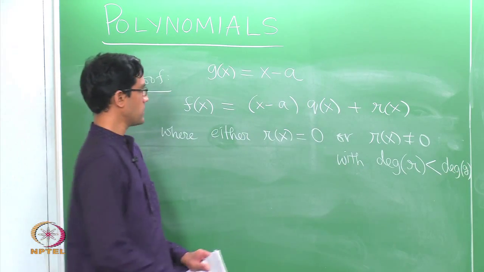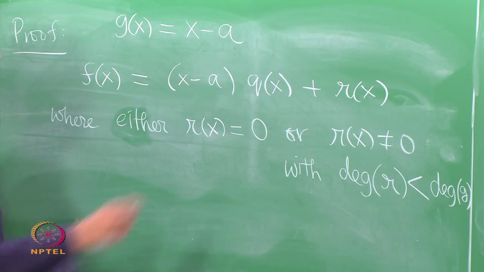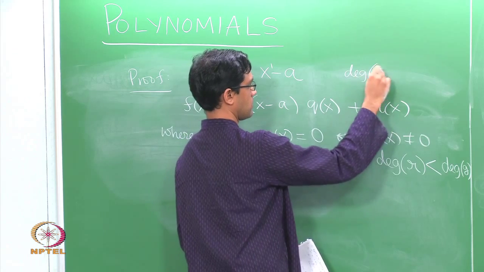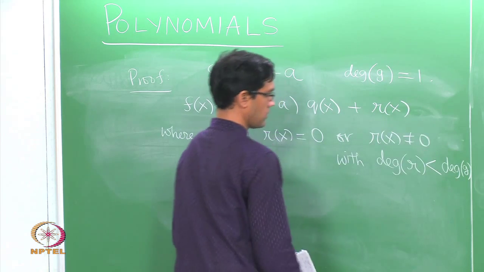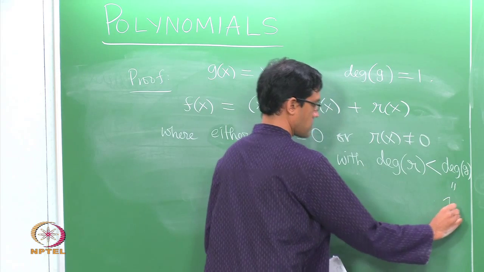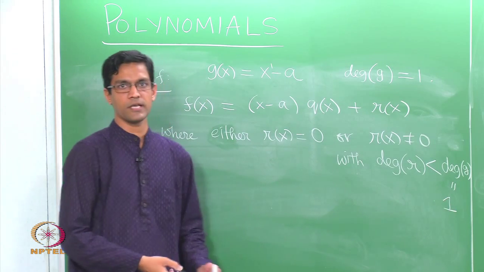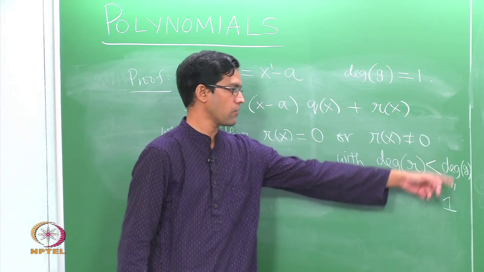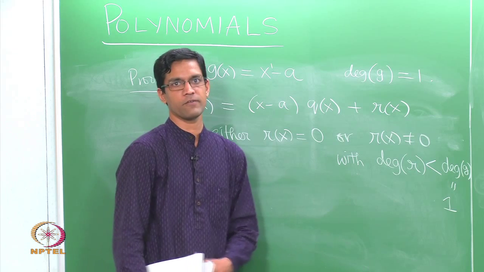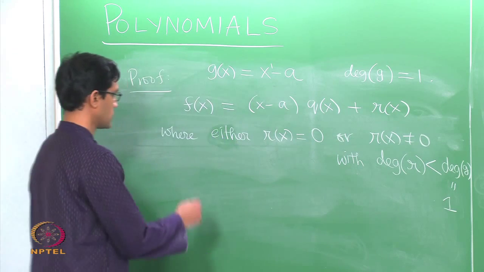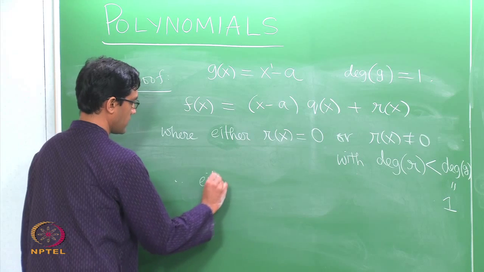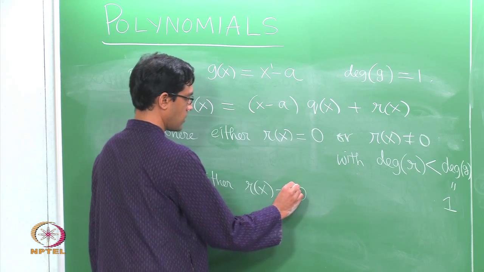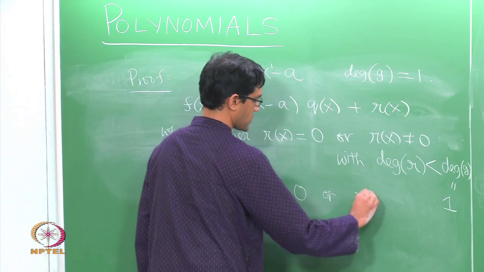Now observe, g is just the polynomial x minus a, so it has degree 1 because that is the highest power of x which appears. So what does that tell us about the degree of the remainder r? It can only be 0 because the degree is strictly smaller than the degree of g, and the degree is always 0 or higher. So therefore we conclude that either r of x is 0 or r of x has degree 0.